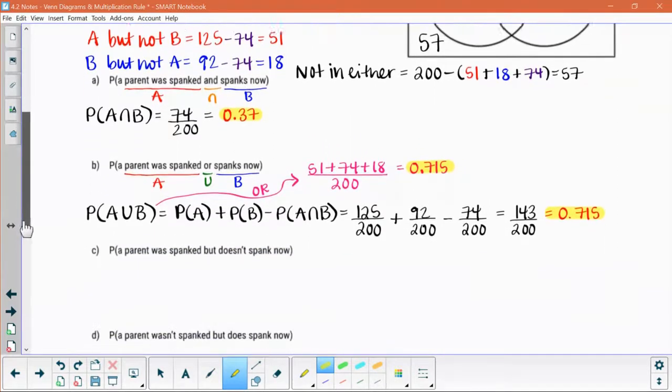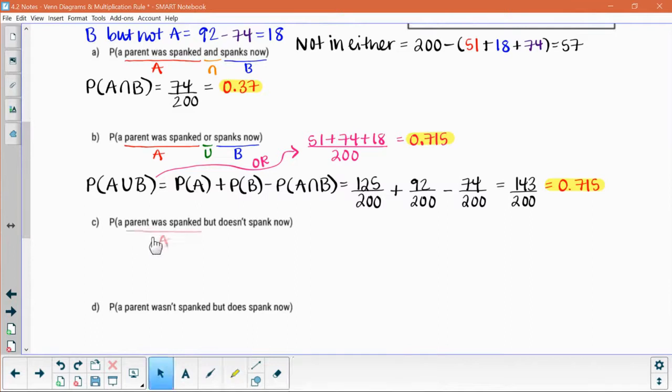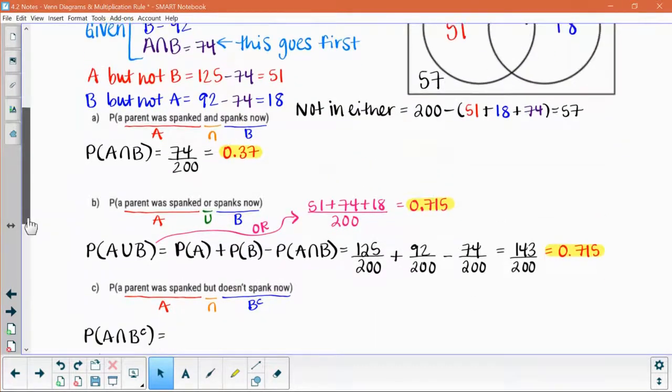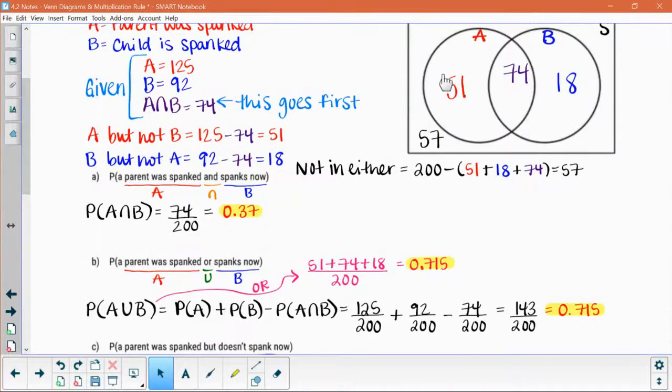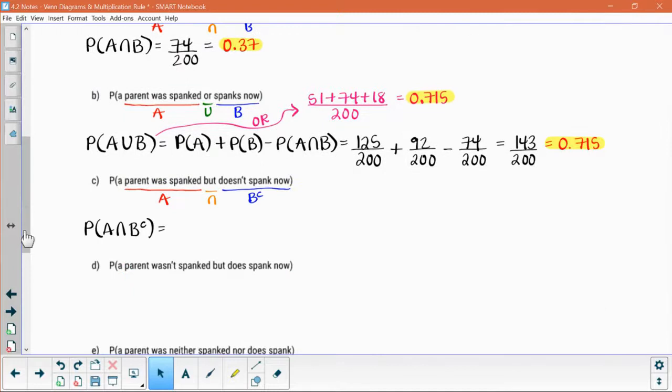So let's go ahead and look at C, probability that a parent was spanked, but, which we're going to consider as an and for now, doesn't spank now because we want both of these things to happen. So I'm going to have the probability of A and B complement because they do not spank now. So now I'm going to go ahead and look at my Venn diagram because I want A, but I don't want B in it at all. So I'm going to ignore this overlapped section and only use my count of 51. So I'm going to get 51 over 200, which is 0.255.